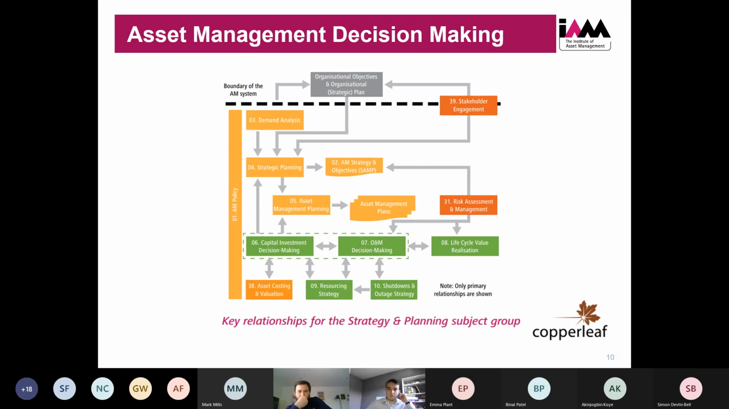So in the next slides, we will cover each of the subjects of the asset management decision-making group in a little bit more detail, starting with the decision-making subjects, then their relationship with the life cycle value realization subject, before then addressing the relevance of resources, outages, shutdowns, and the associated strategies. The following slides will also include extracts of this diagram you see on screen, because I think it's a useful reference when we cover each of the subjects individually.